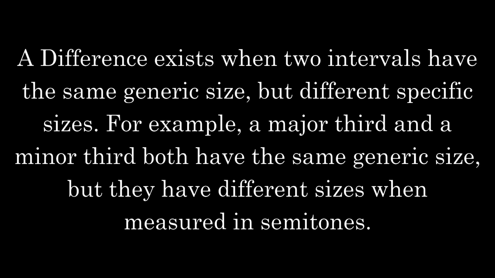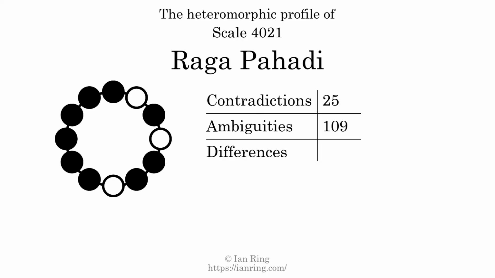A difference exists when two intervals have the same generic size, but different specific sizes. For example, a major third and a minor third both have the same generic size, but they have different sizes when measured in semitones. The number of differences in this scale is 196.